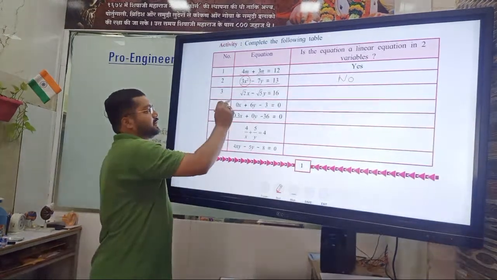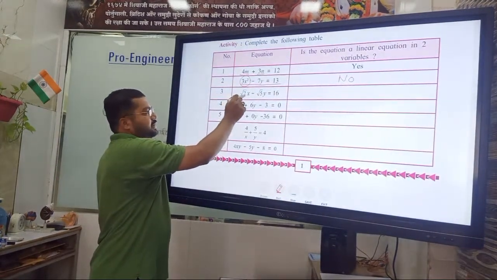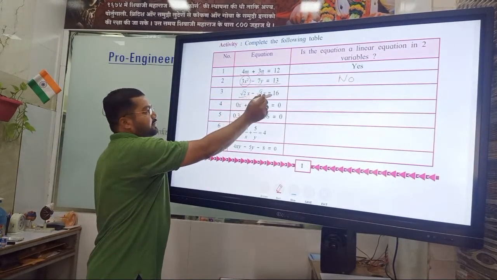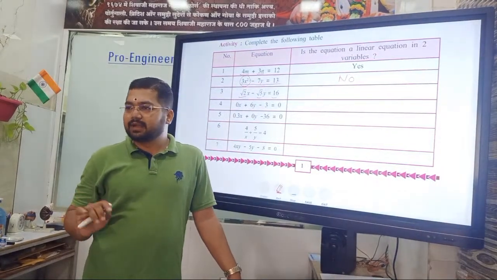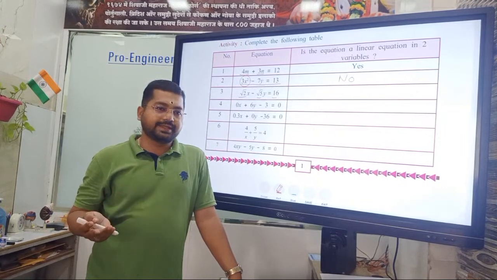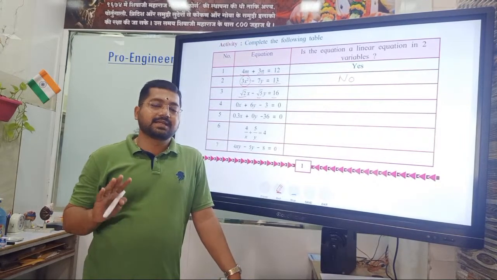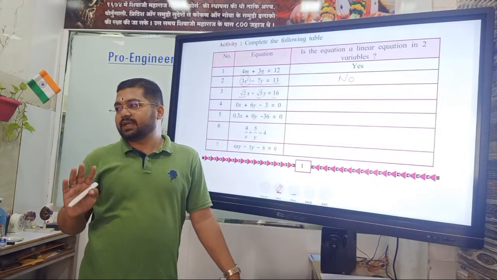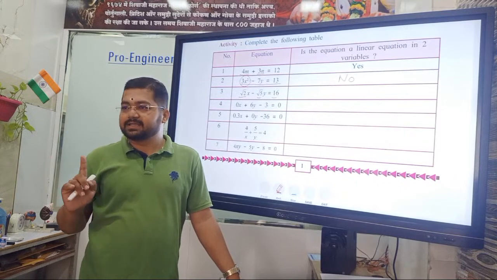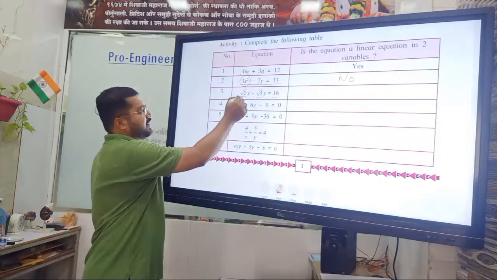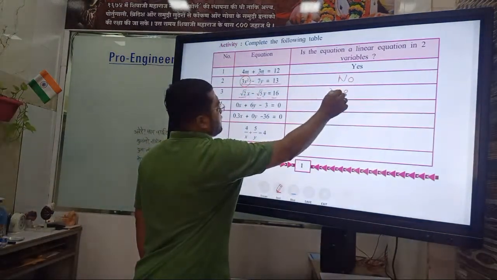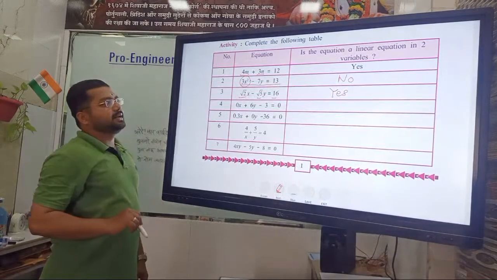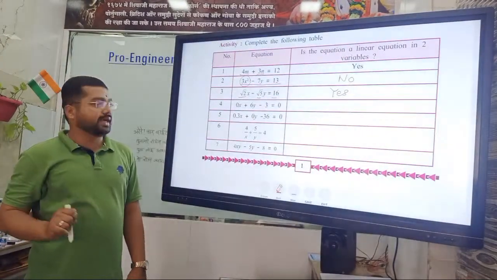Now look at the third one. Here root 2, root 5 and 16. These all are real numbers. So the third equation is a linear equation in two variables and the degree is also 1. Yes. X and y degree is 1. So yes, it is a linear equation in two variables.